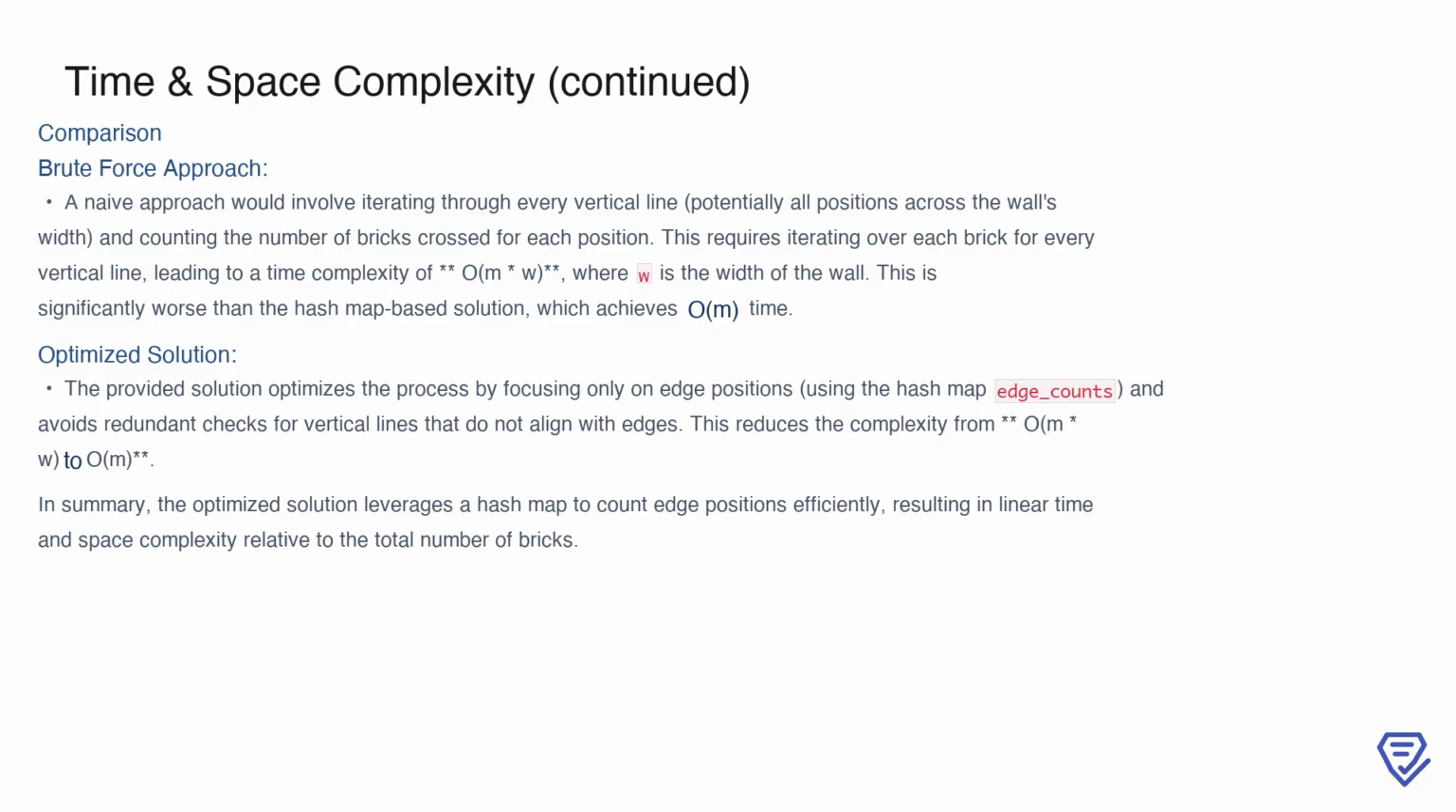This approach requires examining each brick for every vertical line, resulting in a time complexity of O(m*w), where w is the width of the wall. In contrast, the optimized solution focuses only on edge positions, leveraging the hash map edge_counts to efficiently count these edges and avoid redundant checks. This reduces the time complexity significantly to O(m). By prioritizing edge positions and avoiding unnecessary computations, the optimized solution achieves linear time and space complexity relative to the total number of bricks, making it far more efficient.